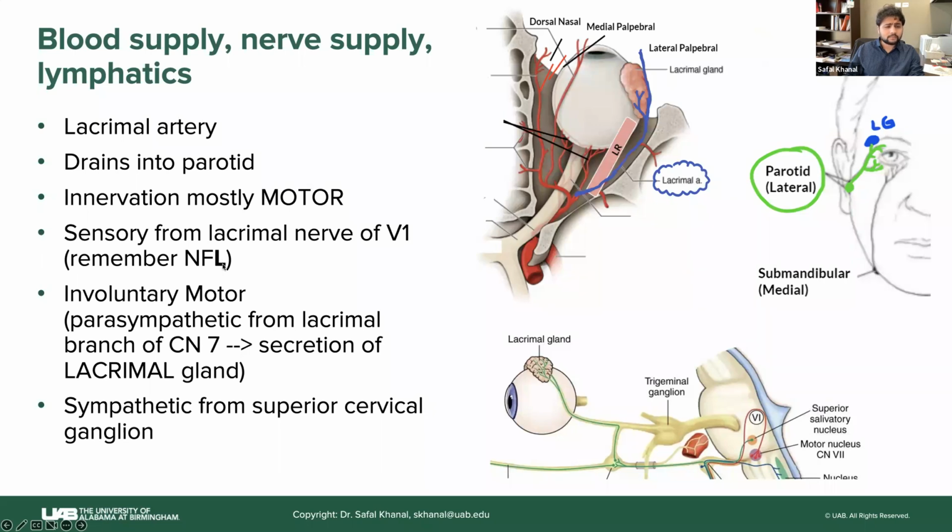The sensory supply comes from the lacrimal nerve. The involuntary motor is from the parasympathetic, the lacrimal branch of the facial nerve. The sympathetic comes from the superior cervical ganglion, which provides the sympathetic fibers to the lacrimal gland. But mostly it is motor.